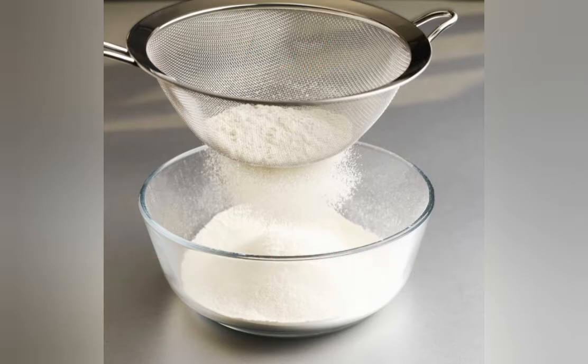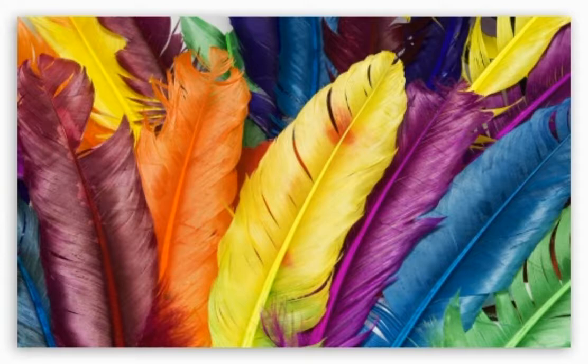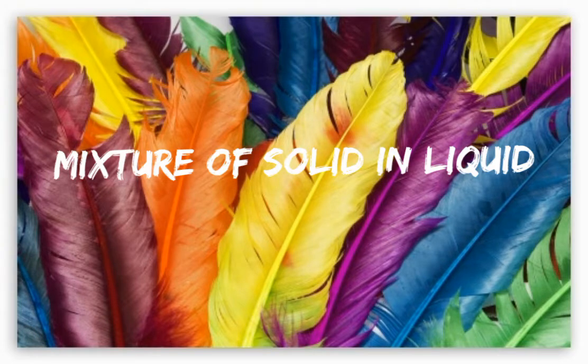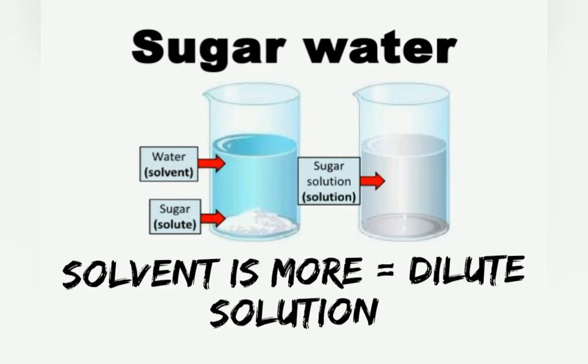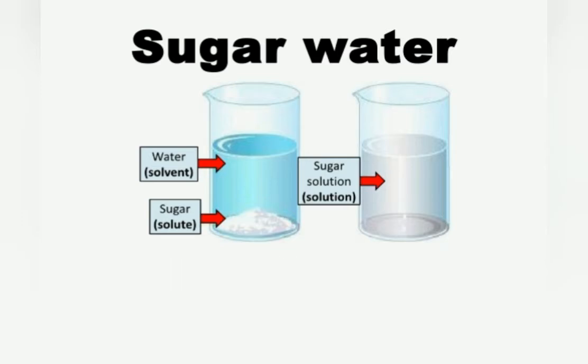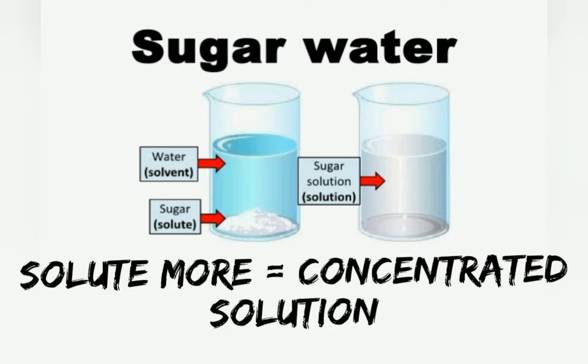Now let's see how we can separate solid from a liquid. A solution means solute plus solvent. Solute means the solid content. Solvent means the liquid content. If solvent is more, it is called a dilute solution. If the solute is more, it is called a concentrated solution.